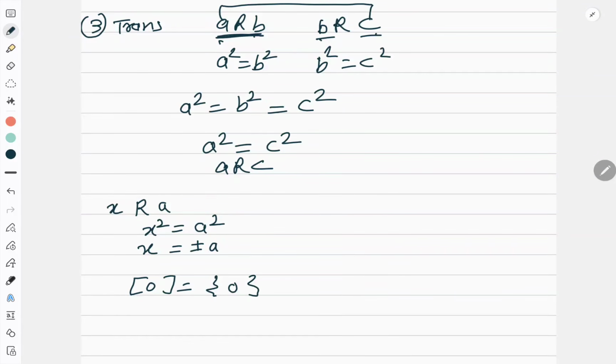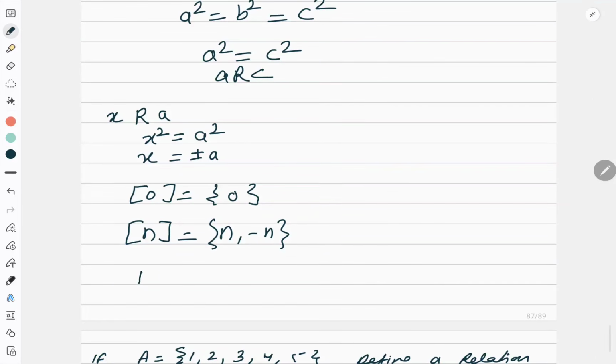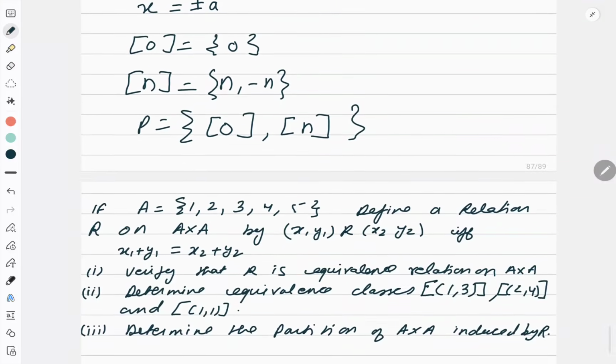Correct? And the other equivalence class will be equal to n and minus n, meaning plus minus a, so plus minus n. So if I am taking n, plus minus n, the partition induced will be equal to 0 and n. That's it. Simple. Right? Now let's move to the next question.